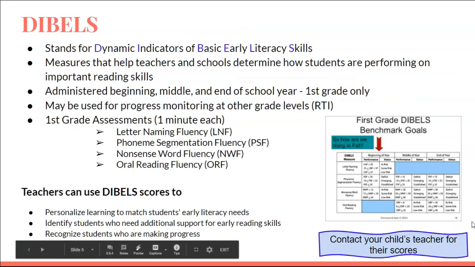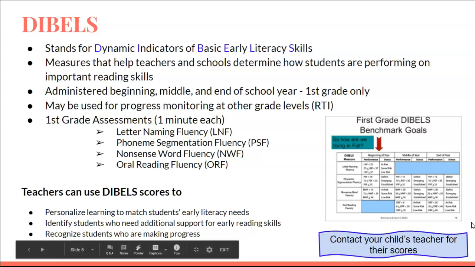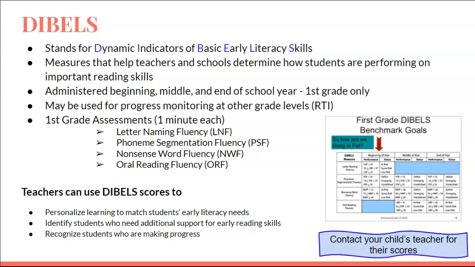The last assessment that we administer to students at Blackshear Elementary is DIBELS. DIBELS stands for Dynamic Indicators of Basic Early Literacy Skills. It helps teachers and schools determine how students are performing on reading skills. Likewise, it is also administered at the beginning, middle, and end of the year. However, this year we are only administering DIBELS to our 1st grade students. Some students may be progress monitored using our DIBELS assessments as well, particularly those students that are in RTI, which is our response to intervention.